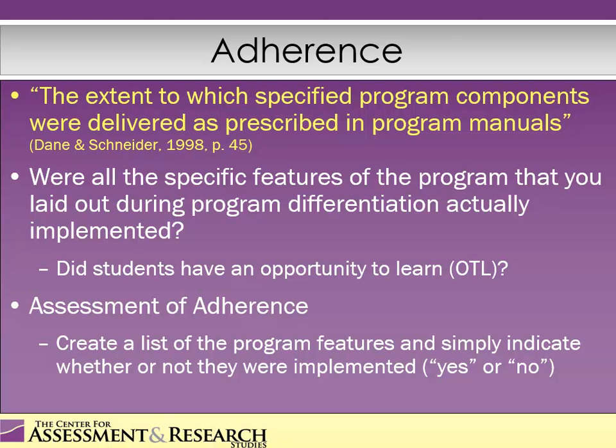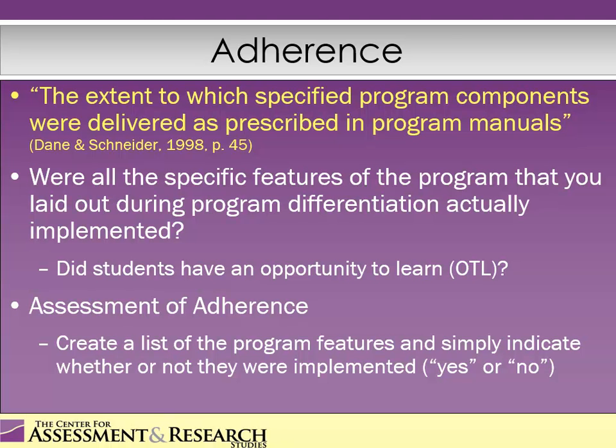Adherence is the extent to which specific program features or aspects are delivered as prescribed or as intended. Were all of the specific features or aspects of your program that you laid out during program differentiation actually delivered to the students during your program? Did students have an opportunity to learn each specific feature of your program? To assess adherence, we take the list of specific program features or opportunities to learn that makes up our program differentiation, and we indicate whether each one was implemented or not by simply answering yes or no.